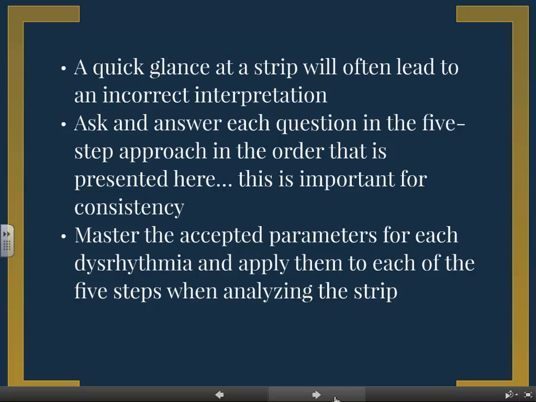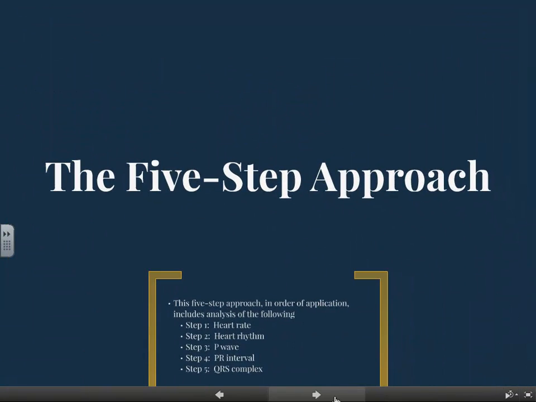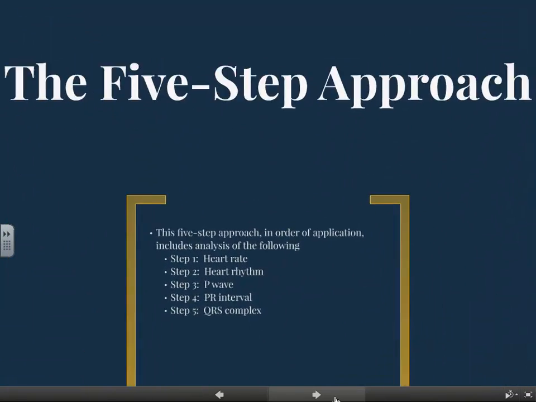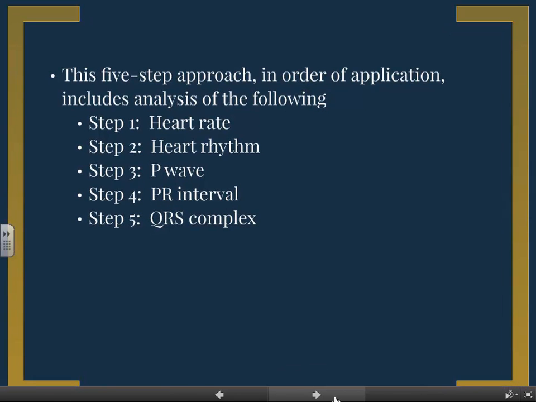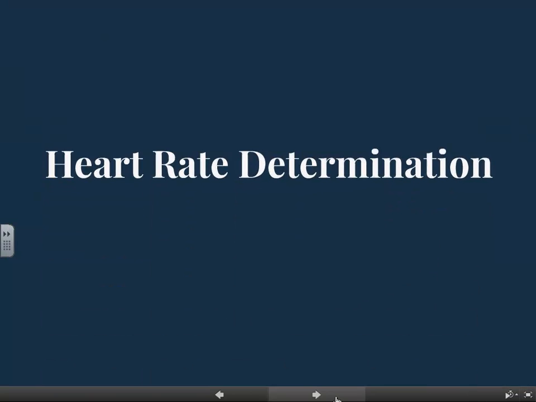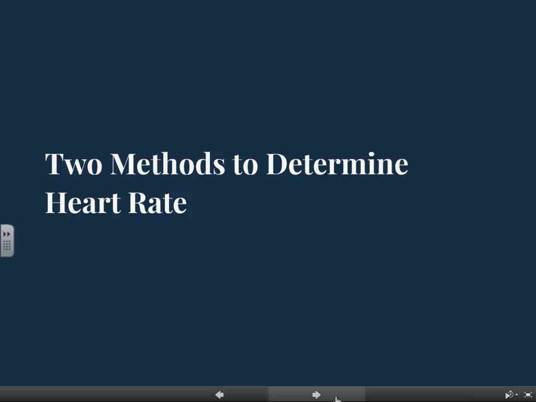It just kind of goes back to everything that I just said. So your 5-step approach, your heart rate, your heart rhythm, your P-wave, your PRI, and your QRS complex. All right? I'm reviewing these because you're going to have 6 strips that you're going to have to physically do next week on paper, and you've got to remember these steps. Your heart rate determination, there were 2 methods. Do y'all remember them? 2 methods that we kind of talked about.